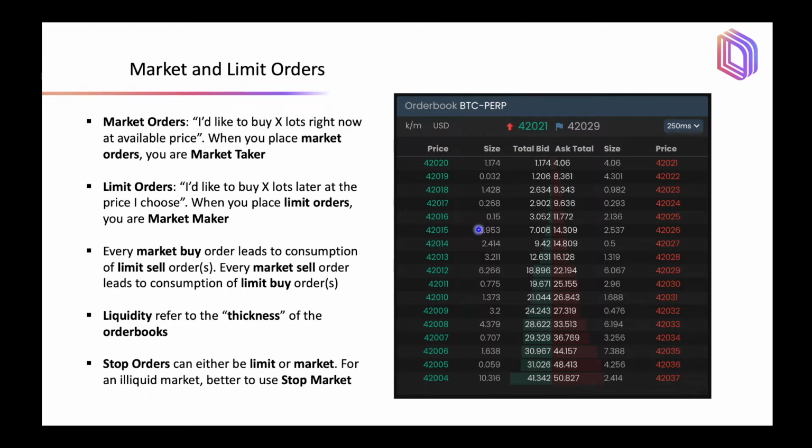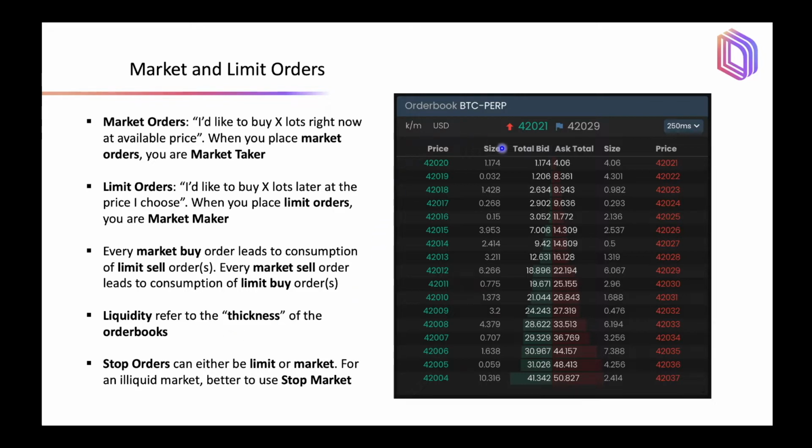So every market buy order leads to consumption of limit sell orders and every market sell order leads to consumption of limit buy orders. Depending on how thick the order book is, price is going to move fast or slow, and this is what we refer to as liquidity.